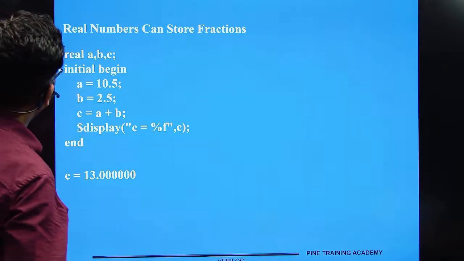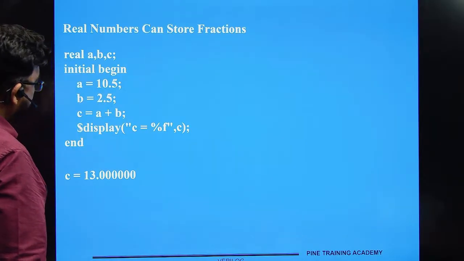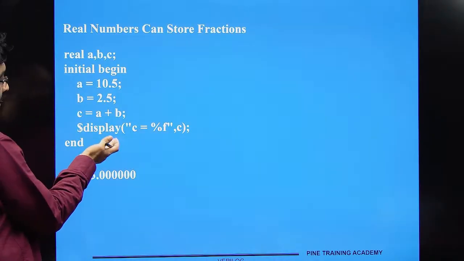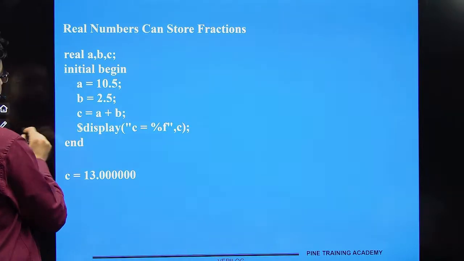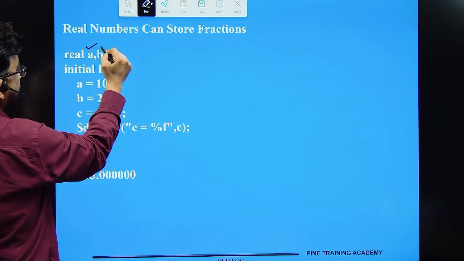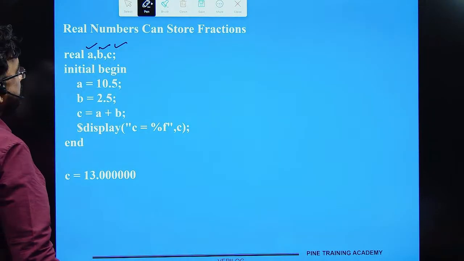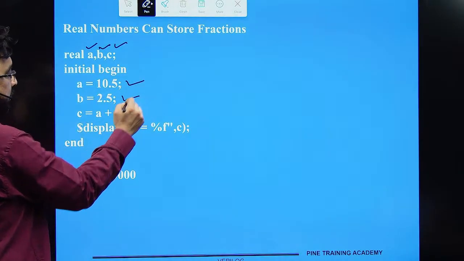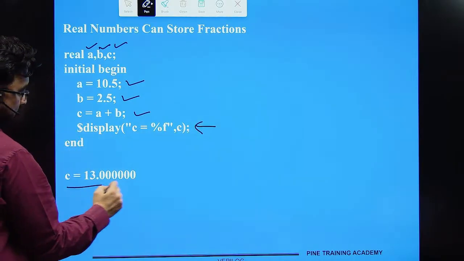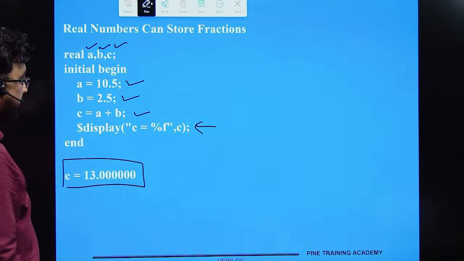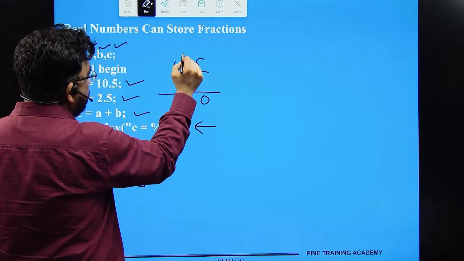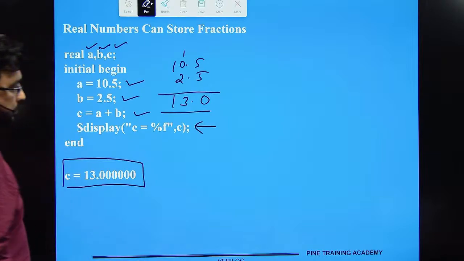Next, fraction. You can take an example of a fraction, or an example of mathematics. Simple, a plus b, real a, b, c. You have defined three real variables, a with 10.5, b with 2.5, and let's see what the output is. So this is your display. So c is equal to 13.0. You are just adding 10.5 plus 2.5, which is 13.0.